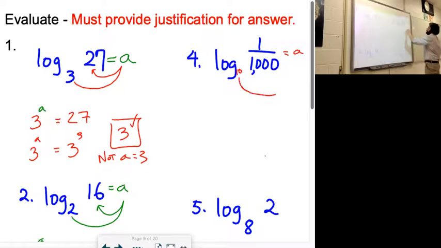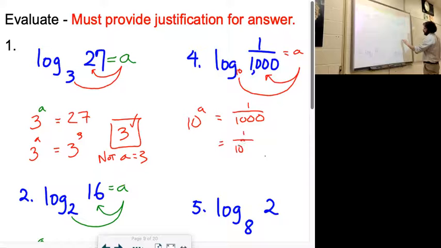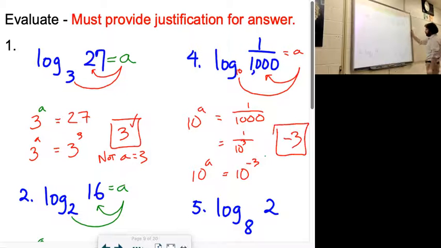So this is saying 10 to the a equals 1/1000. I can rewrite these in the same base. 1,000 is really 10 cubed, so it's really 1/10 cubed at the moment. And then I don't want 10 cubed in my denominator, I want it in the numerator. So it's going to be 10 to the -3 is equal to 10 to the a. Therefore, a must be -3. The answer to this is -3, not a equals -3.